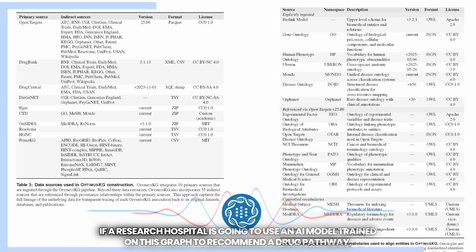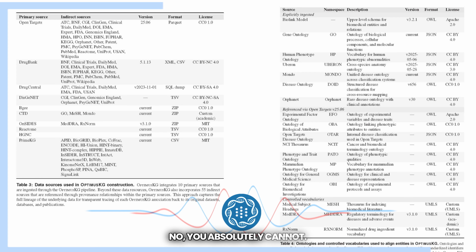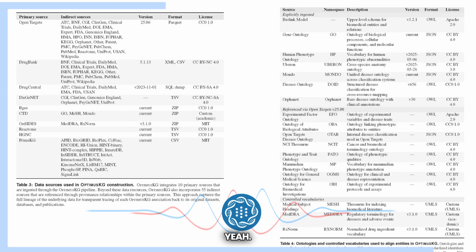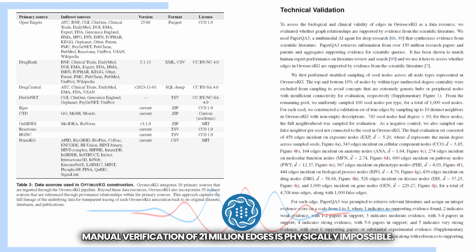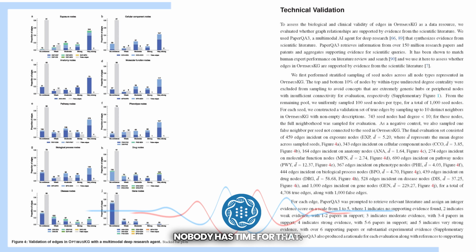If a research hospital is going to use an AI model trained on this graph to recommend a drug pathway, we can't just cross our fingers and hope the medallion architecture didn't make a semantic error during harmonization. No, you absolutely cannot. That is the defining vulnerability of any knowledge graph at this scale. Yeah. Manual verification of 21 million edges is physically impossible. You would need thousands of postdocs working for decades. Nobody has time for that.